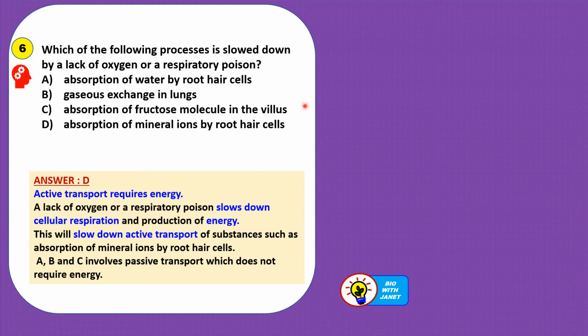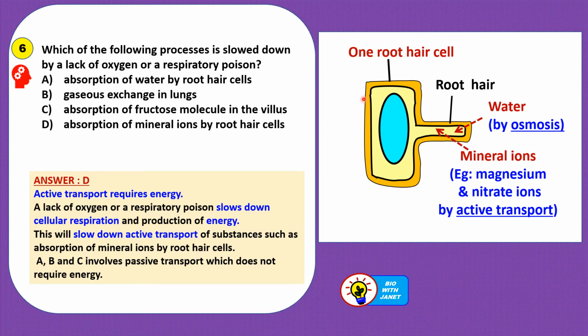So remember the four types of movement across the plasma membrane is SOFA: S for simple diffusion, O osmosis, F facilitated diffusion, and A active transport. And here's a picture to show you the root hair cell with this projection called the root hair. So we have to be aware that water diffuses into the root hair cells by osmosis, a type of passive transport. But mineral ions are actively taken up by the cell.